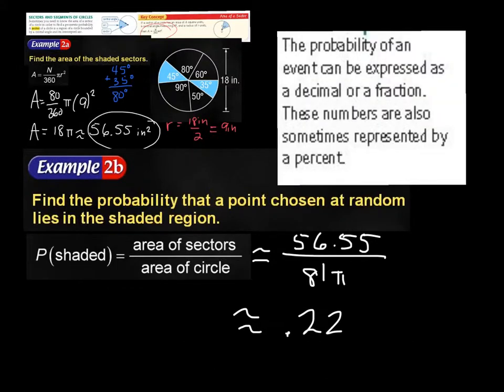We remember that probability of an event can be expressed as a decimal or a fraction. These numbers are also sometimes represented by a percent. This book at this point is leaving them as decimals, so we will too.